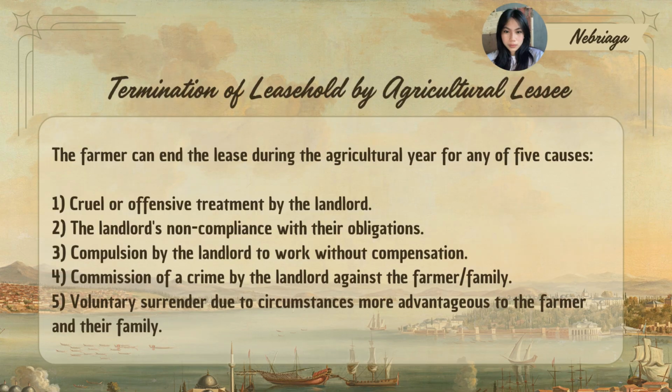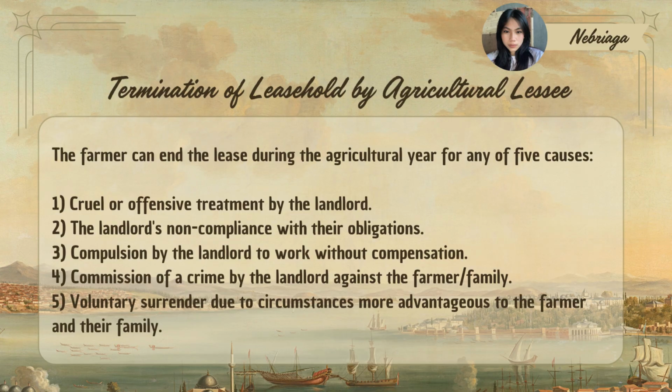Termination of leasehold by agricultural lessee. The farmer can end the lease during the agricultural year for any of 5 causes. Number 1, cruel or offensive treatment by the landlord. Number 2, the landlord's non-compliance with their obligations. Number 3, compulsion by the landlord to work without compensation.